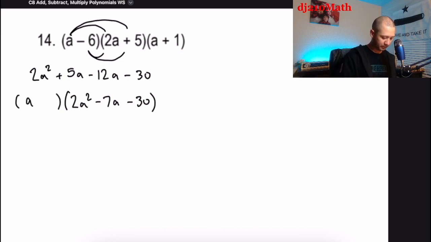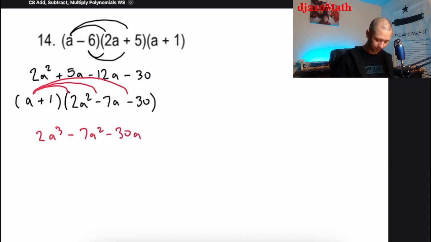A plus 1. So moving right along, it's going to be 2a cubed minus 7a squared minus 30a plus 2a squared minus 7a minus 30.